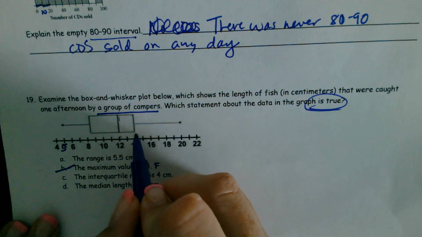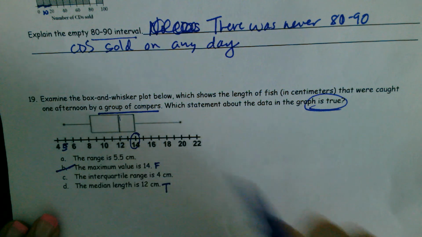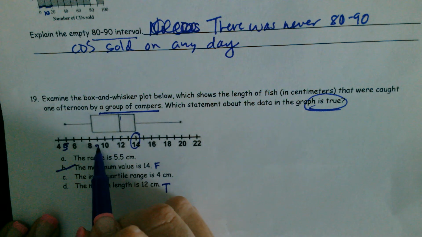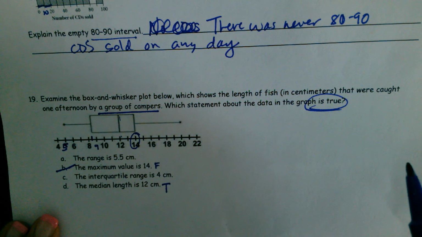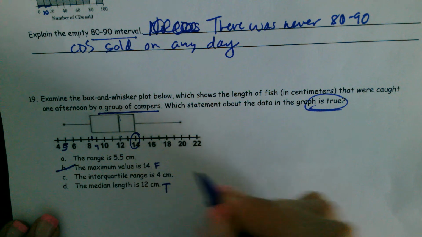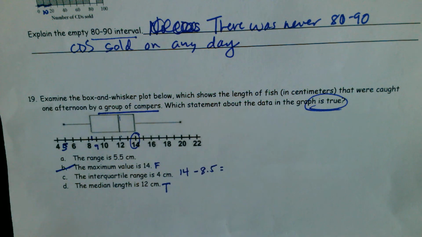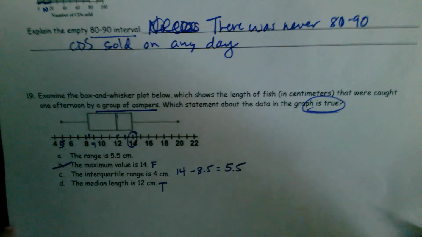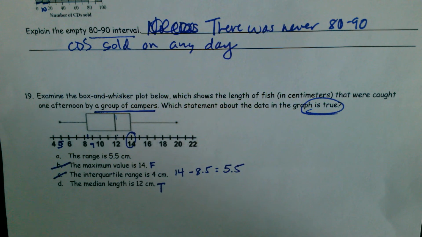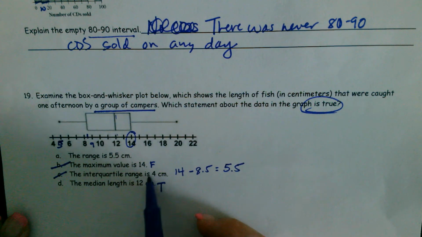Interquartile range. Remember, interquartile range is the upper minus the lower. Now, this one is in between. This is 9, and this is 8.5. So, interquartile range would be 14 minus 8.5. So 14 minus 8.5, let's see what the interquartile range is. It's a decimal, so I already know that it's not going to be 4, because if it's a decimal, then my interquartile range is going to be a decimal. And it should be 5.5. So this is not correct either. That's false, okay? Because it's not 4.